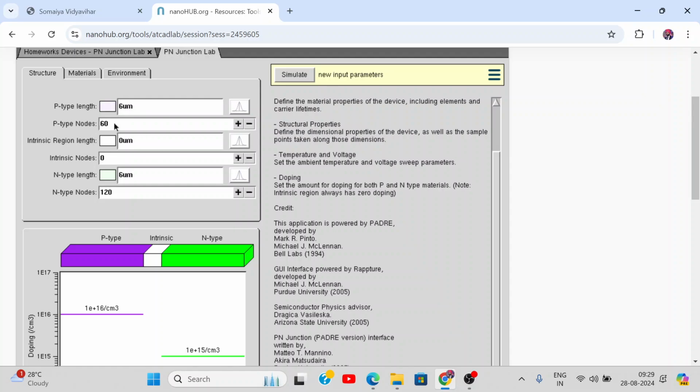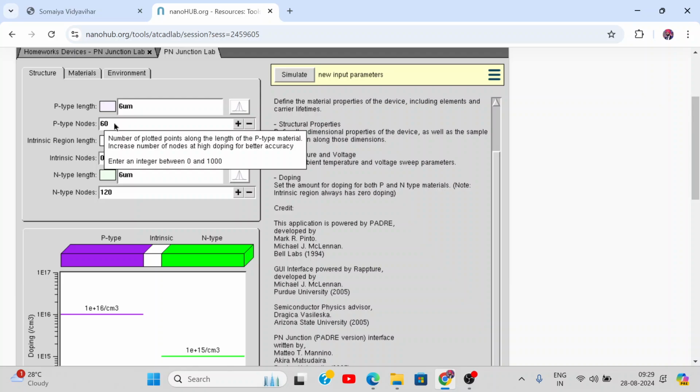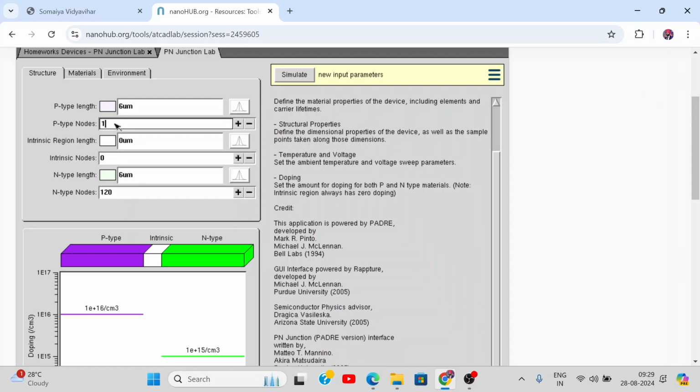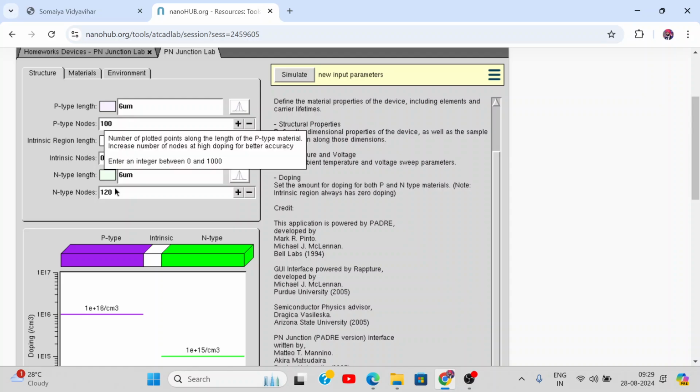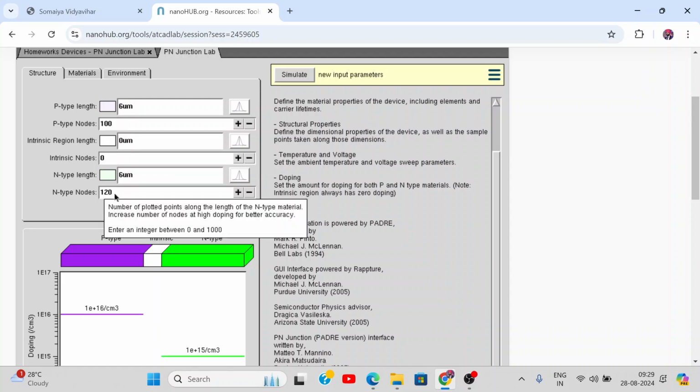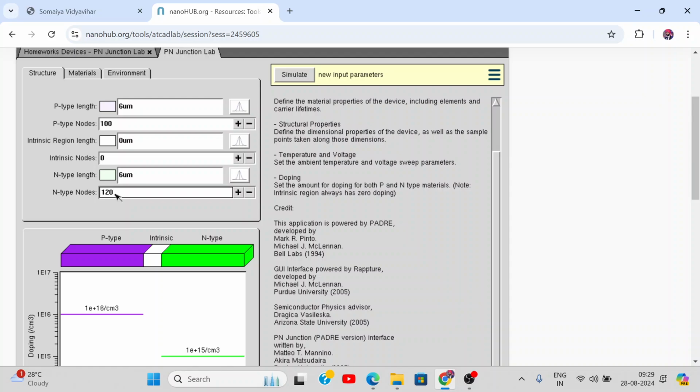What do you mean by number of nodes? See, it's written over there for better accuracy. It's meshing actually. So we can keep it 100. So we divide the number of nodes, dividing that 0 to 10 in a scale of 100.